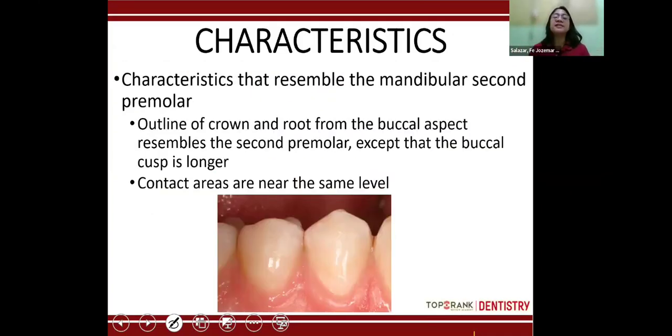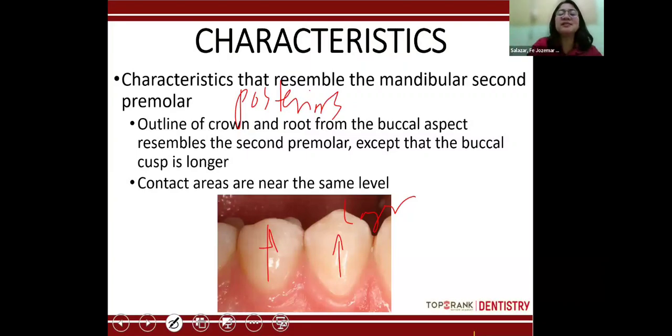So these are characteristics that make it resemble the mandibular second premolar. Outline of crown and root from buccal resembles the second premolar, except that the buccal cusp is longer. Magkamukha sila, pero ito longer. Again, among posterior teeth, posteriors lang ha, from premolars to molars, ang longest crown nasa first premolar. Longest crown, first premolar. Kaya ito, longer than the second.